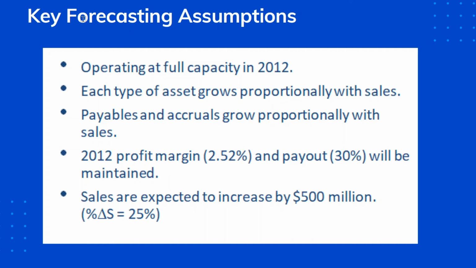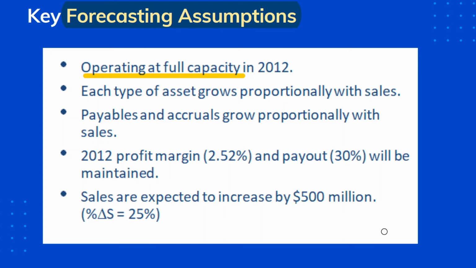When we do forecasting, we need to make some assumptions. In this example, we assume that the firm is operating at full capacity. If the firm wants to expand, the firm must invest in fixed assets because in the current situation, the firm is already operating at full capacity. If the firm wants more sales, it must invest more in fixed assets.